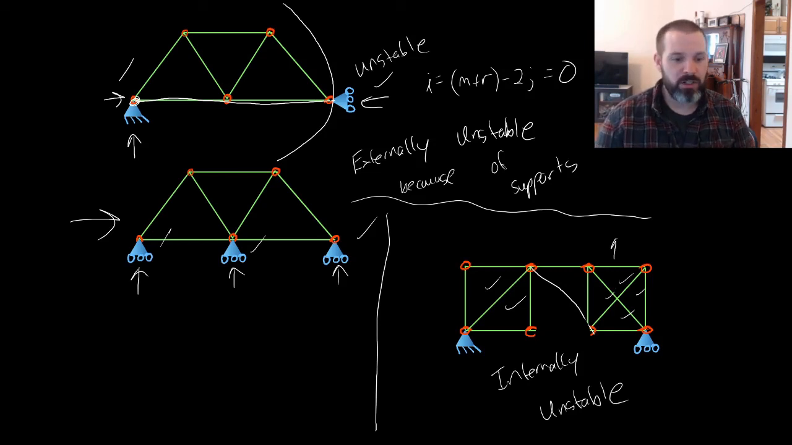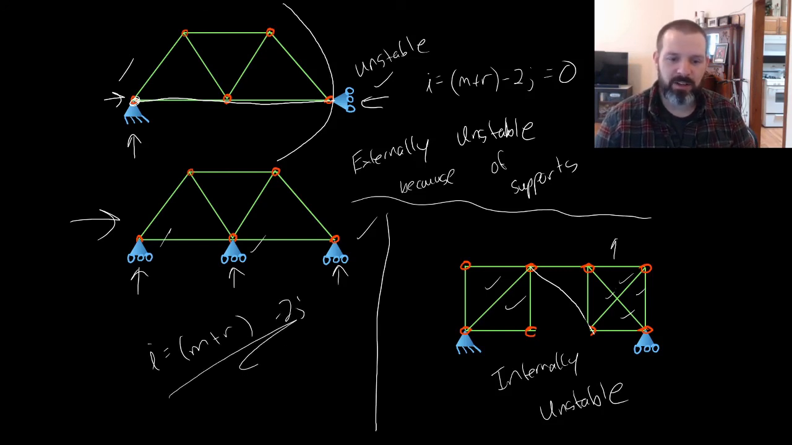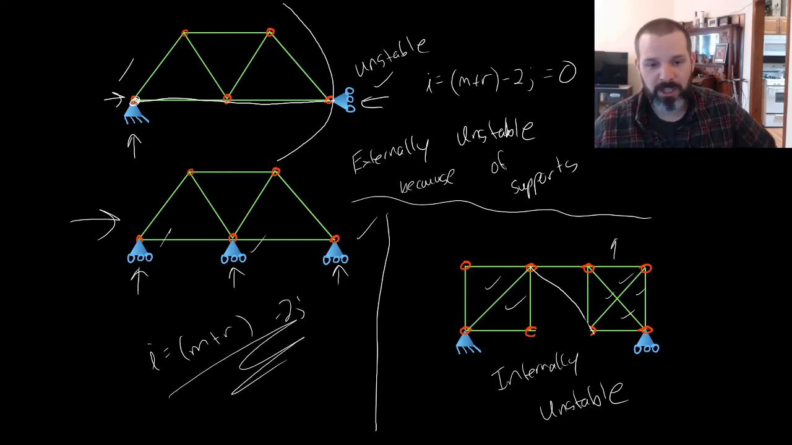So I would encourage you, use I equals m plus r minus 2j as a preliminary thing, but you also need to look and think about all the things you're going to analyze before you get into it. If it looks like a skateboard, it is a skateboard, and it's not going to be a useful truss. If it looks like it's missing elements, it's not going to be a useful truss.